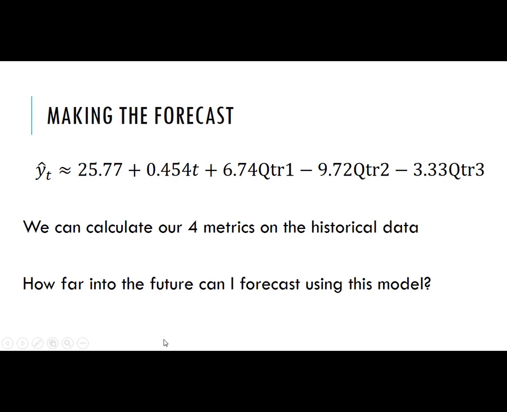All right, so last time we left off with the estimated multiple linear regression equation, forecasting tourist international visitor nights. And we left off with the question, how far into the future can I forecast using this model? Well, the short answer is as far as I want into the future. So let's try to do it for the next 2 years, which would be 8 quarters.